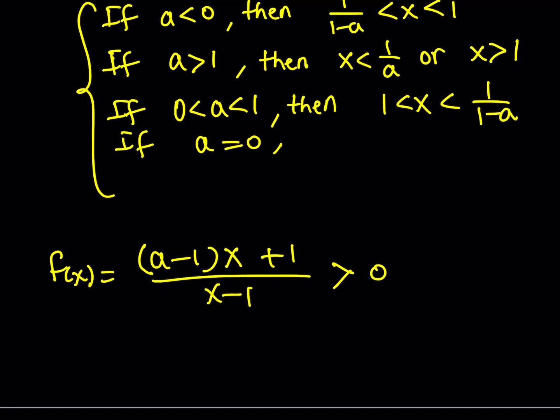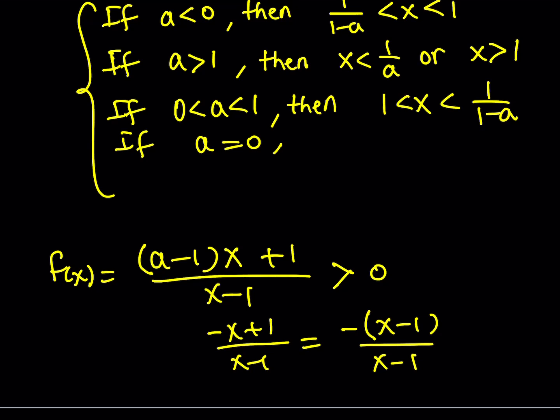So you're going to replace a with 0 here. You're going to get negative x plus 1 over x minus 1. And that is actually equal to negative times x minus 1 divided by x minus 1. And if x equals 1, we have no solution. And if x does not equal 1, then these two cancel out, leaving us with negative 1. Is negative 1 greater than 0? That's false.